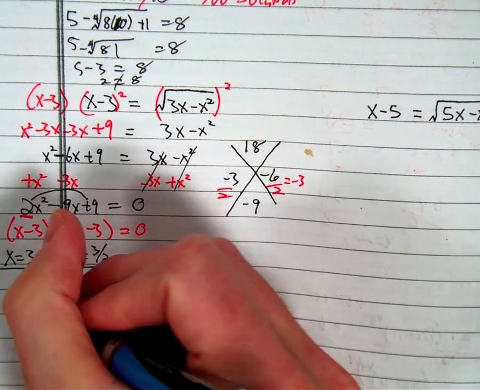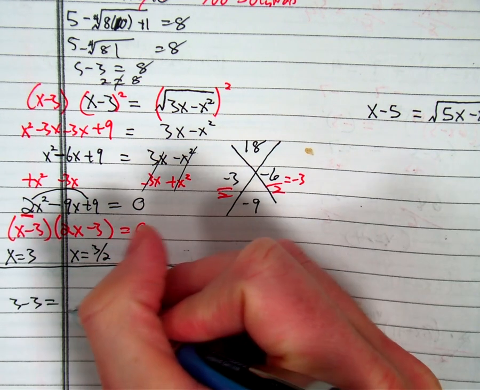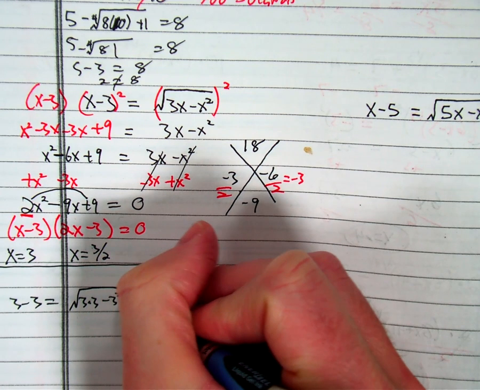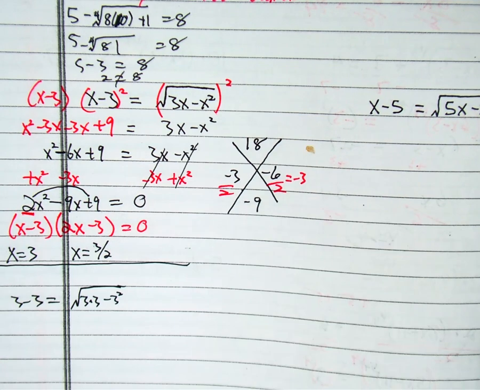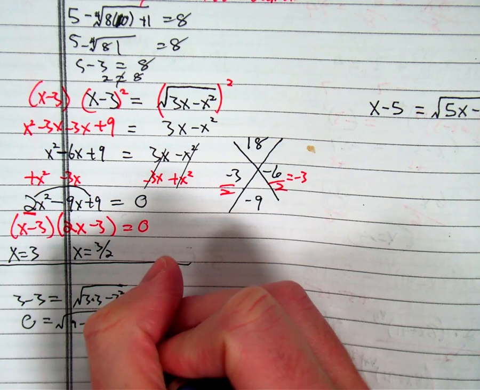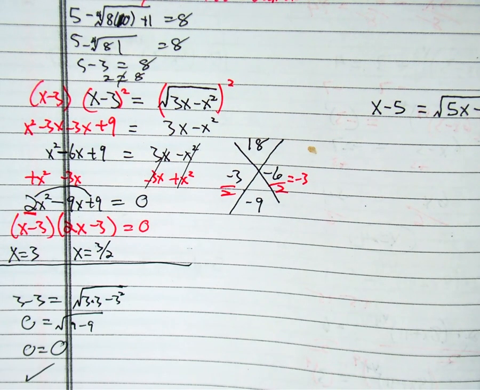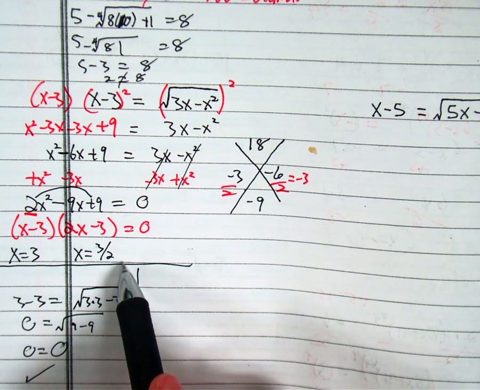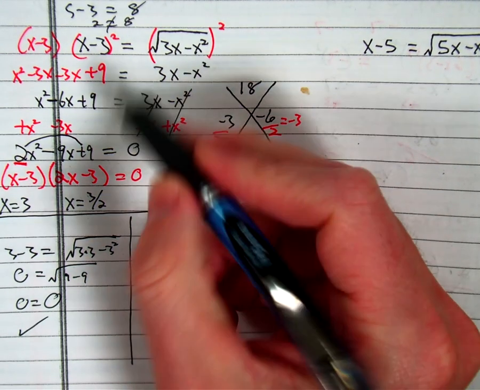3, if I put 3 in there, for all the x spots, we got 3 minus 3 on the left, square root of 3 times 3 minus 3 squared on the right. Right? 3 minus 3 is 0. 9 minus 9 is also going to be 0. That one works. 3 is good. Alright, 3 halves or 1.5. If you like using 3 halves, go for it. If you want to use 1.5, go for it.